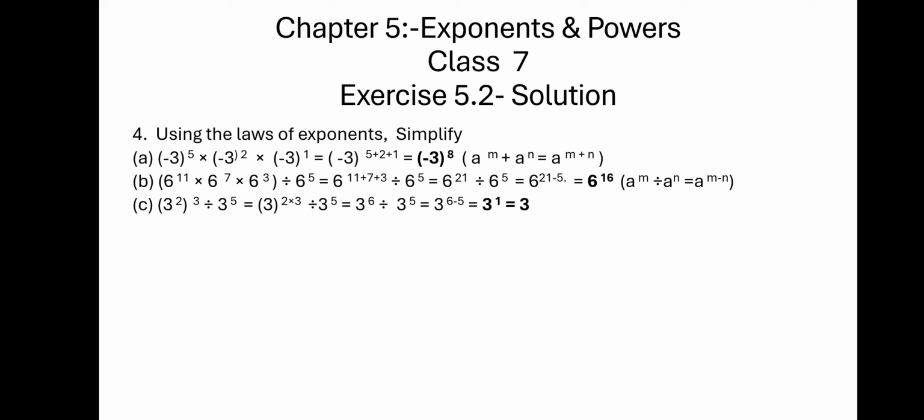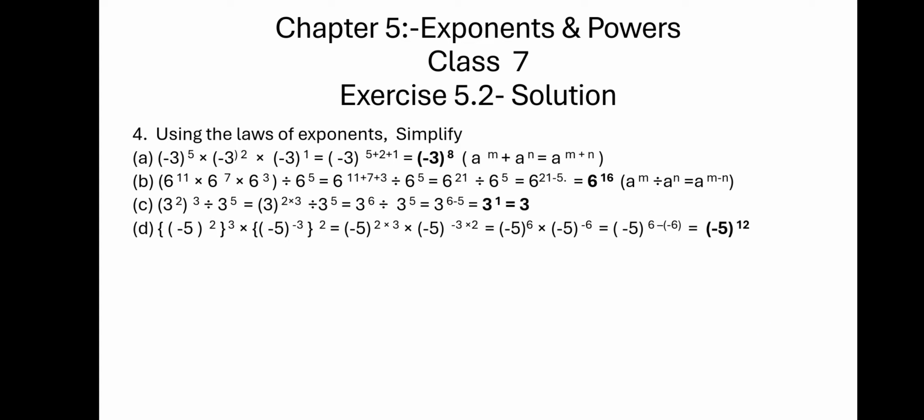(3^2)^3 divided by 3^5. So (3^2)^3 gives you 3^(2×3) divided by 3^5. That gives you 3^6 divided by 3^5, and that is equal to 3^(6−5), and that gives you 3^1, which is equal to 3.